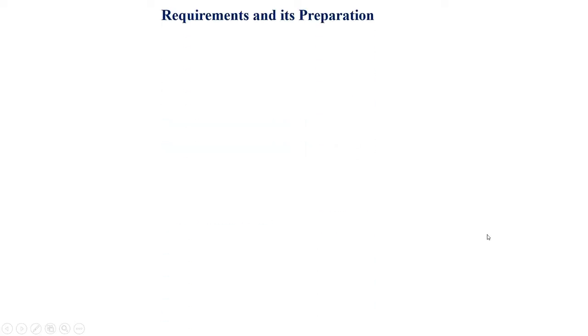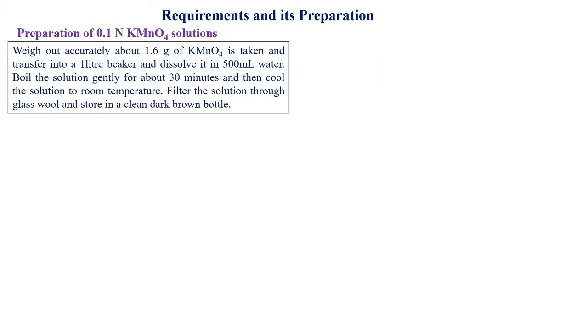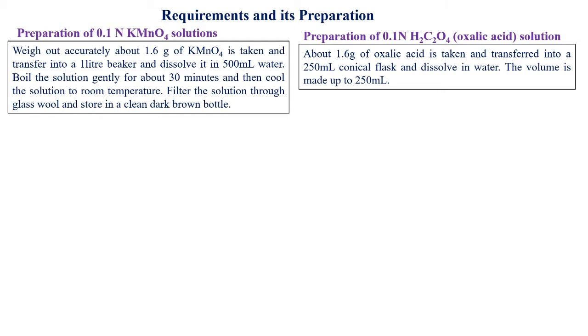Now I am going to the requirements of this experiment and its preparation. The first requirement is 0.1 normal potassium permanganate solution. We prepare 0.1 normal potassium permanganate solution by taking approximately 1.6 gram of potassium permanganate dissolved in 500 ml water. One another requirement of this experiment is 0.1 normal oxalic acid. We prepare the 0.1 normal oxalic acid by taking approximately 1.6 gram of oxalic acid in 250 ml water.